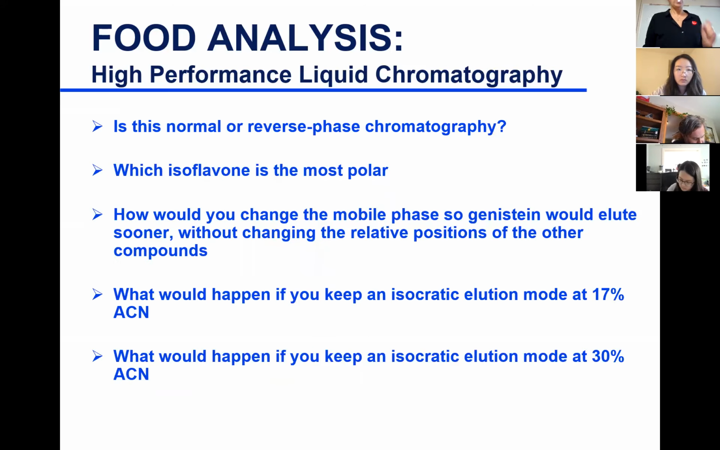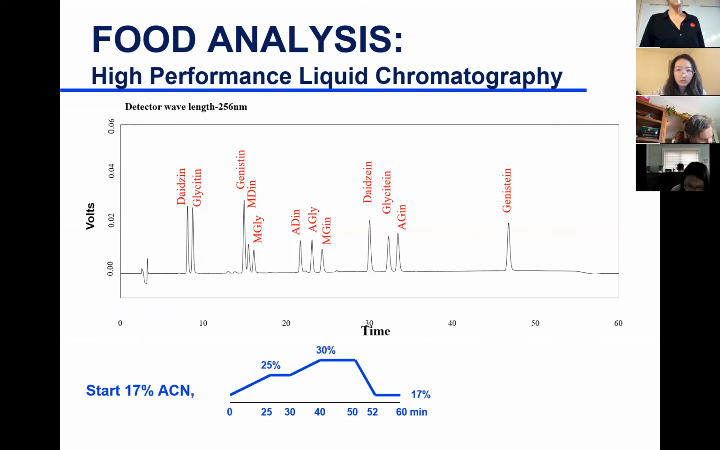What would happen if you keep an isocratic elution mode at 30% acetonitrile? So instead of starting at 17, I started at 30% from the beginning, and then I kept it at 30%. I get overlapping peaks. Yes, sure, I'll get shorter analysis time, but these two will not separate.